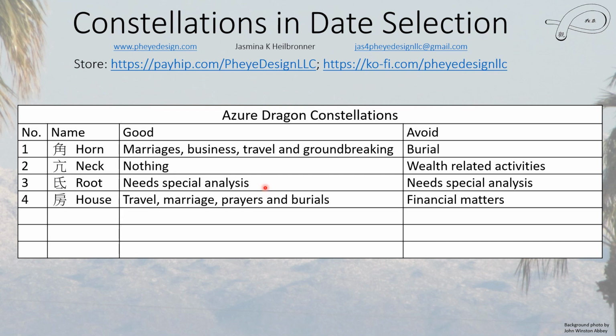Now, number 4 is house. And this is just the name they give. It's good for marriage, travel, prayers, and burials, but it's not good for financial matters. And this would include especially signing contracts for agreeing to do something for a certain amount of money. But that also includes buying and selling assets, anything to do with changes in your money.